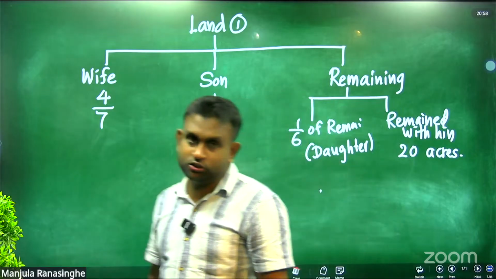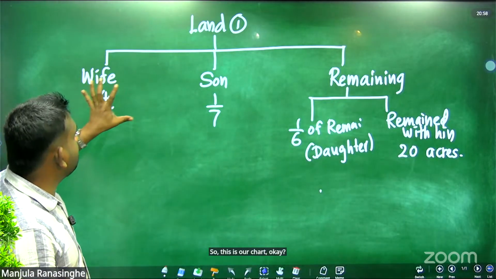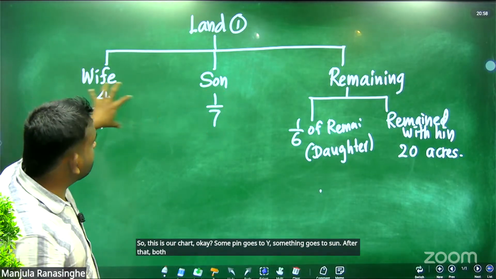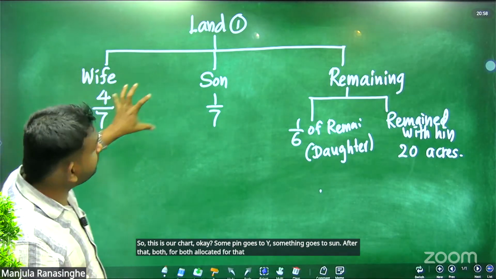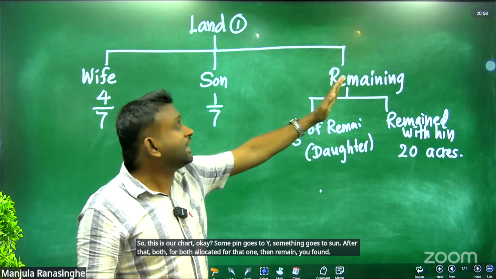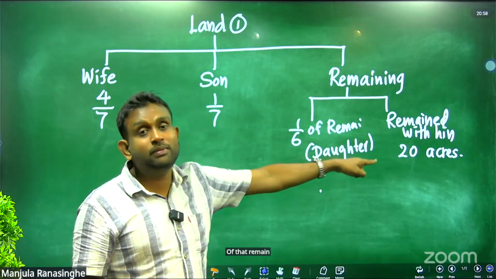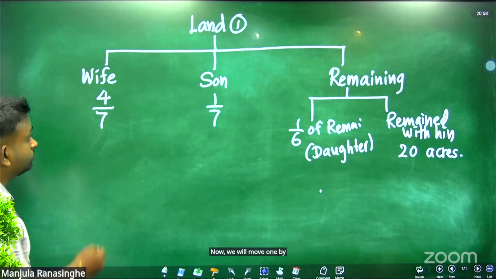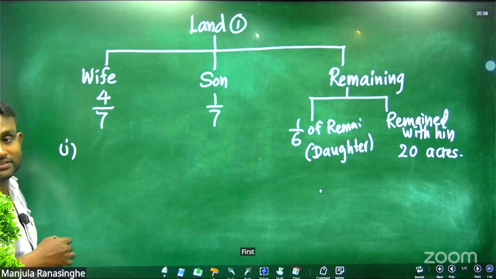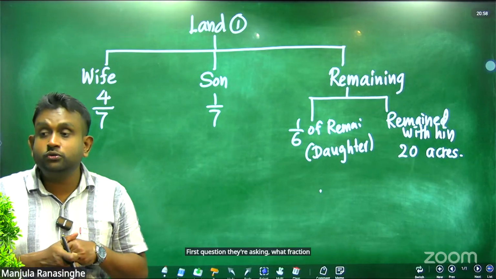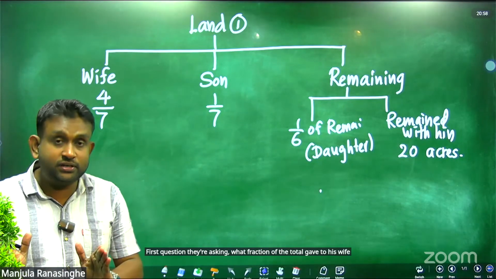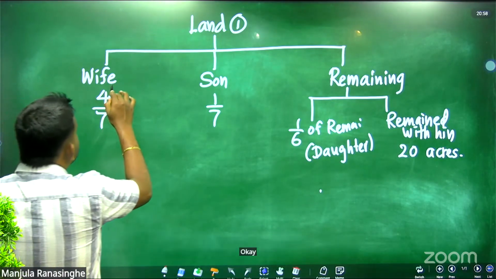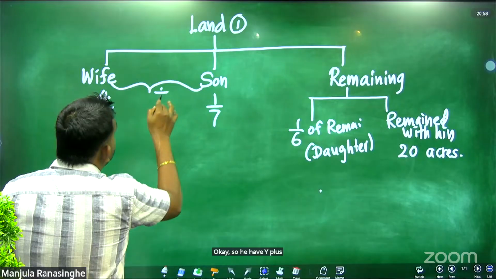So this is our chart. Something goes to wife, something goes to son. After that, both are allocated, then the remainder, 1/6 goes to daughter, and the balance is for him. Now we will move one by one. The first question asks: what fraction of the total was given to his wife and son? Concentrate on the wording: wife and son. So here, wife plus son, the sum of these two.